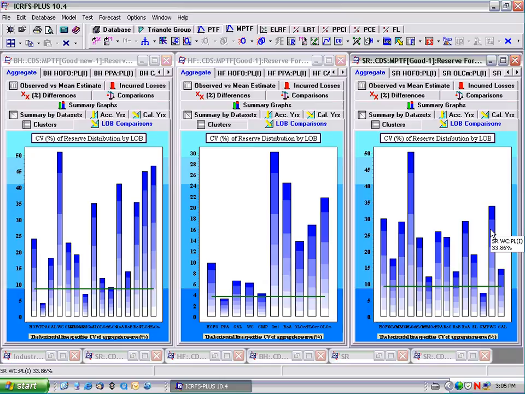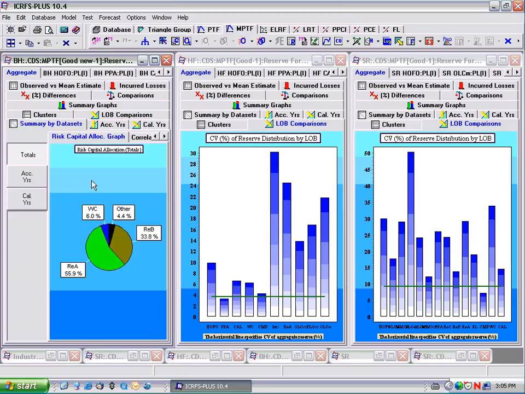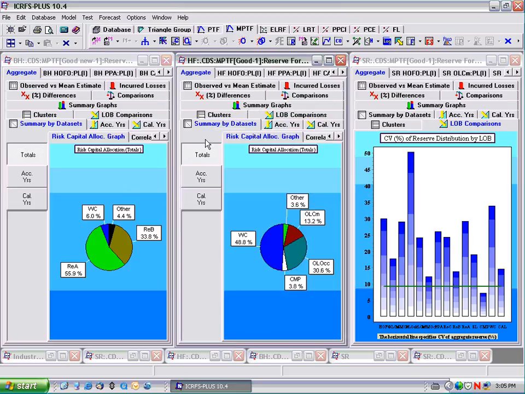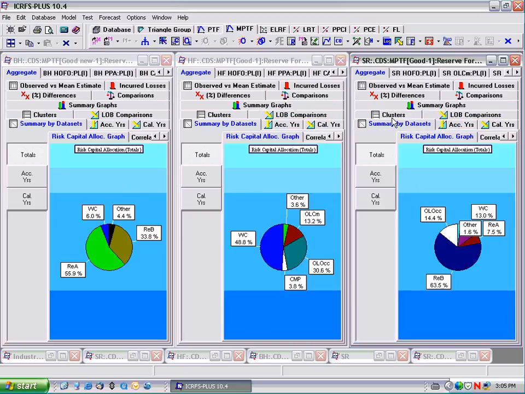What about capital allocation, risk capital allocation for each one of those lines of business? Now, what do I need to do that? I've got to go to summary data sets, and summary data sets, risk capital allocation graph. Well, that's the one. That's the graph. So workers' comp gets 13% there. Workers' comp gets 48.8% risk capital allocation.